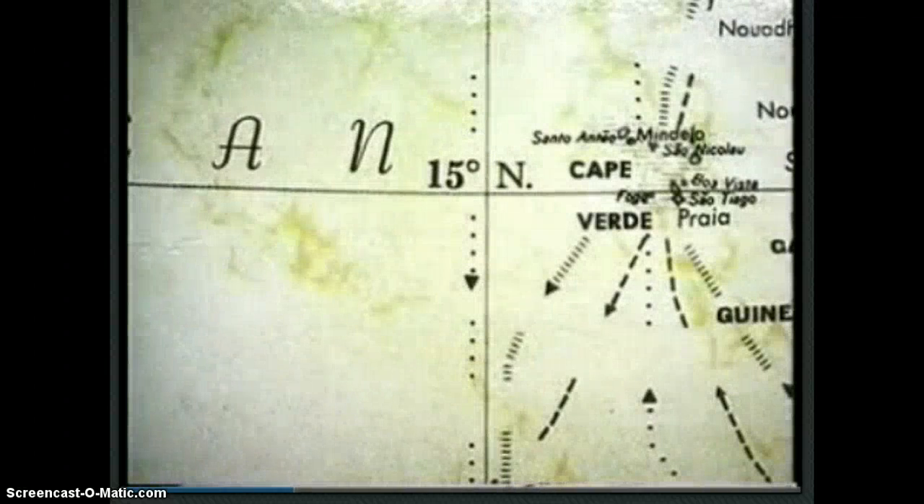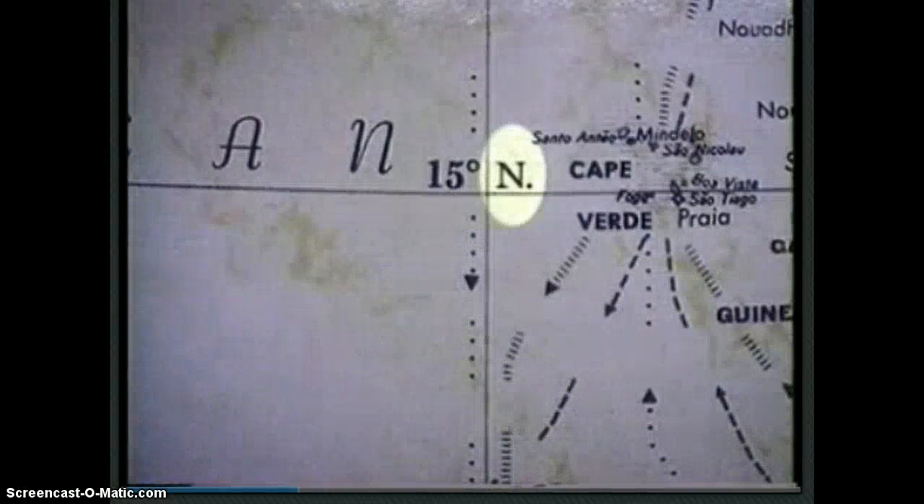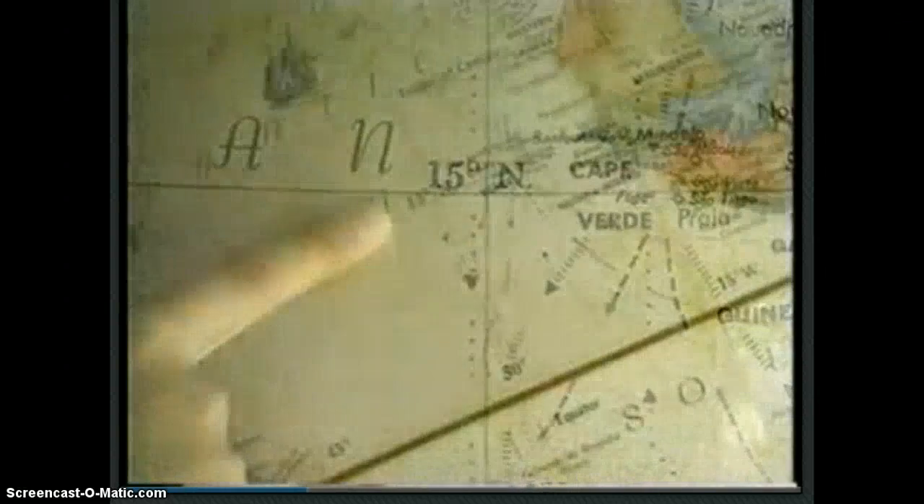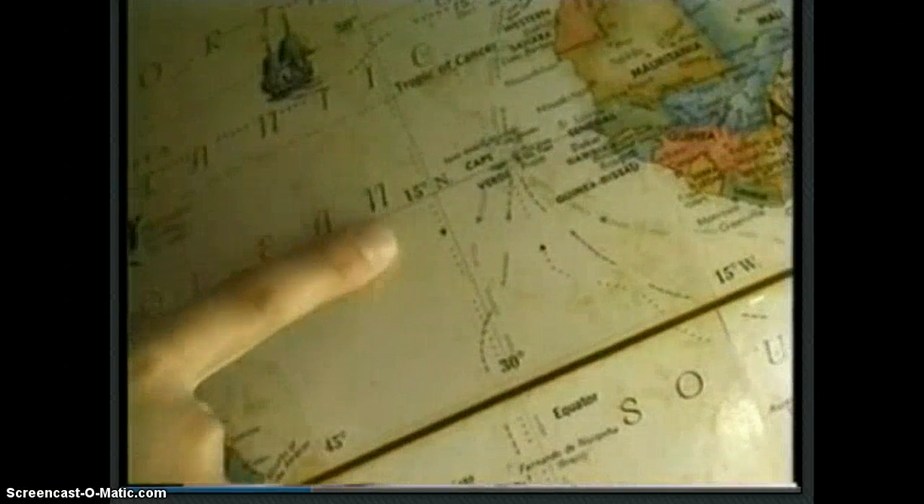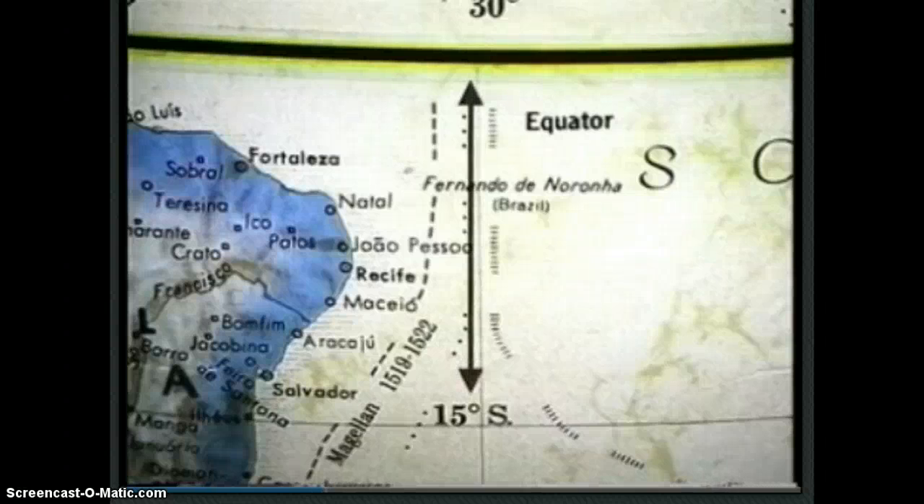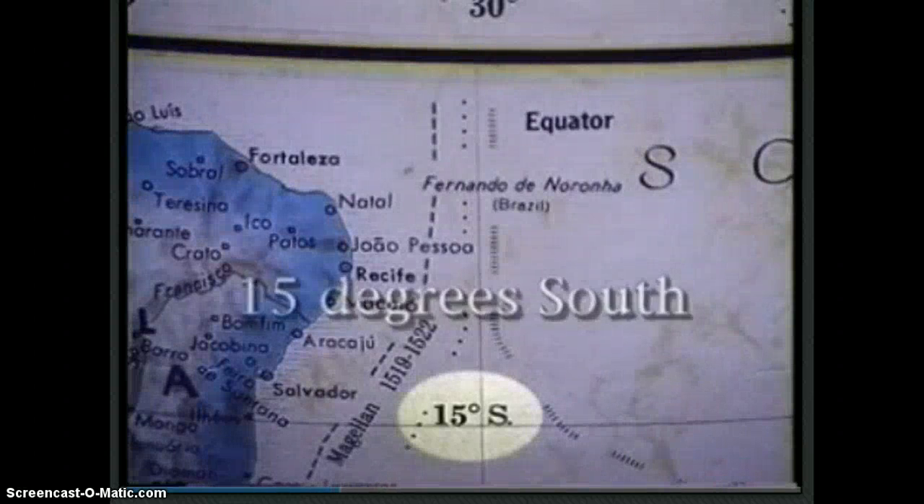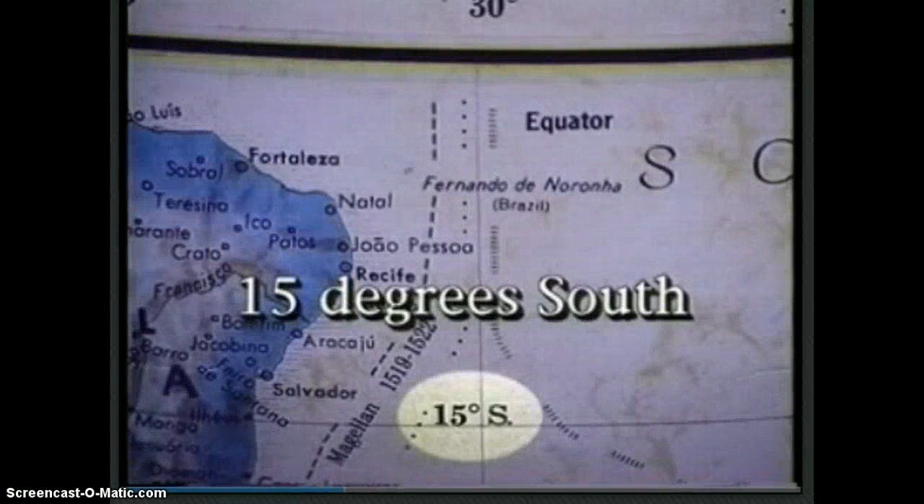Notice that this 15-degree marking has an N after it. That means that it is 15 degrees in the Northern Hemisphere. If you went south, the 15-degree line in the Southern Hemisphere is the same distance from the equator, but in the southern direction. You would say your latitude is 15 degrees south.